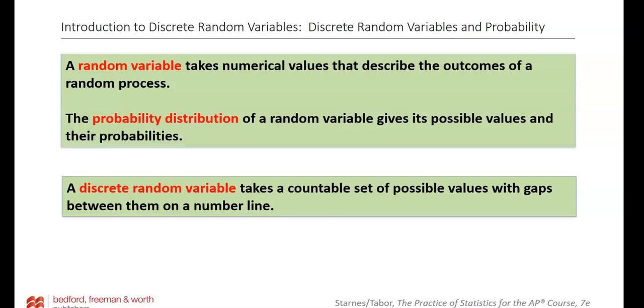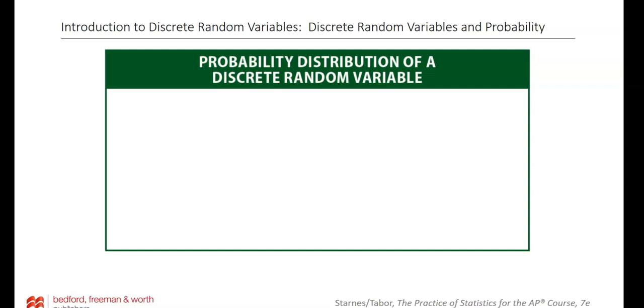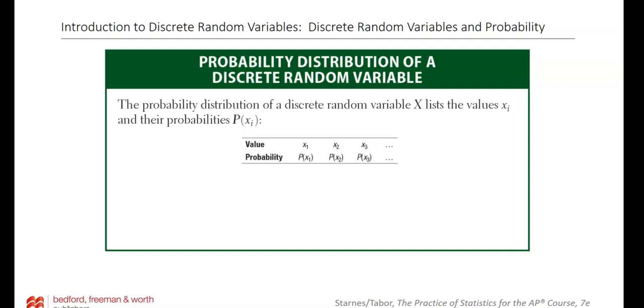some random event happening. So a discrete random variable takes a countable set of possible values with gaps between them on a number line. So it's something you can actually calculate. So this is a list of values and you might have the probabilities of those values. Might be for different rolls of the die. Might be for just about anything.